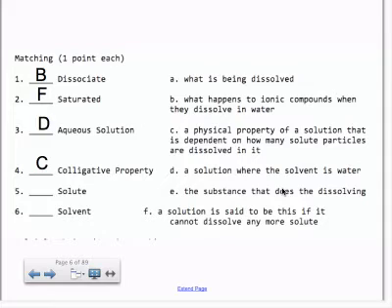Colligative properties are physical properties of solutions that are dependent on how many solute particles are dissolved in it. They are not dependent on what those particles are made of. And finally, the solute is the substance that gets dissolved, and the solvent is the substance that does the dissolving. It's whichever substance there is a greater amount of in the solution.